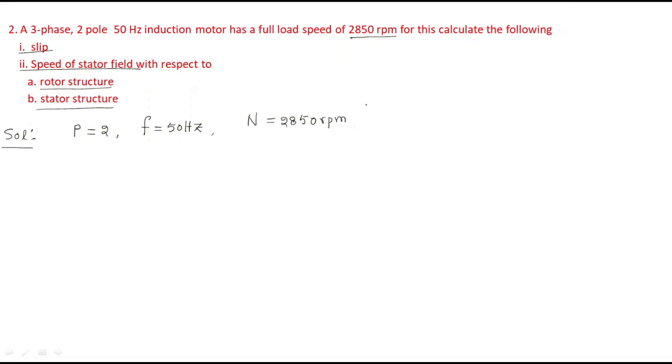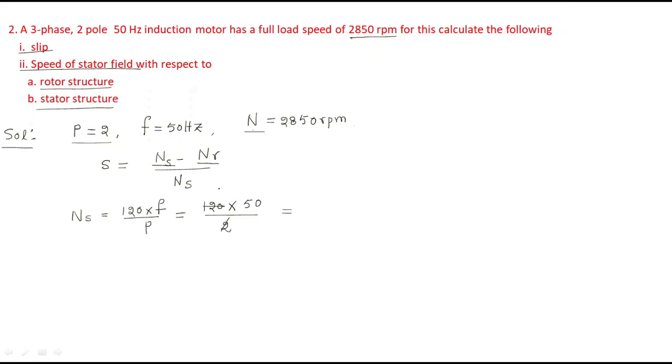The first point asks to find the slip. So what is the formula for the slip? The slip formula is (Ns minus Nr) by Ns. Here we know the Nr value. Nr is nothing but the speed of the induction motor, but we don't know the Ns value. So what is the formula for Ns? Ns equals simply 120 f by P. Here we have 120, the frequency is 50 Hz, and the number of poles is 2. Just write down the poles.